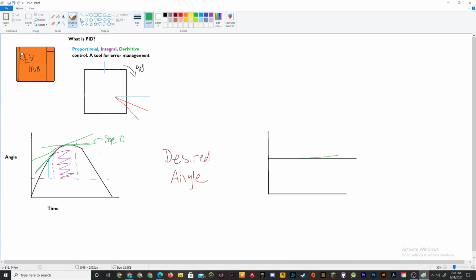Now, for more information about how to program this into your Java programs or OnBot Java, we're going to have links in the description below to STEM Robotics. They do an excellent job of showing how to program a gyro so that you can execute perfect 90-degree turns and go along straight lines.